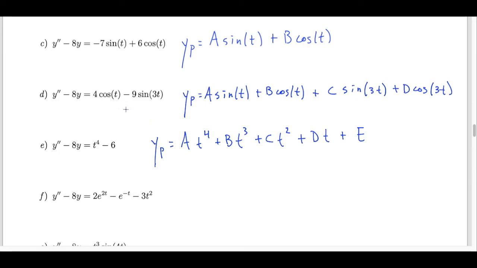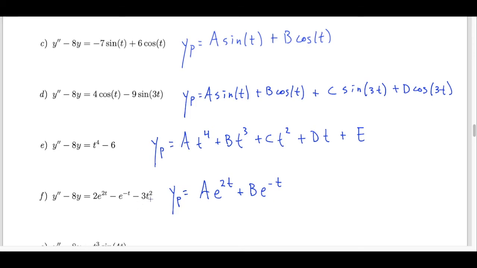In part D, let me back up just a sec. We already utilized this property that if you have the sum of two functions in your g of t, then your y sub p will just be the sum of the appropriate terms. We're really emphasizing that down here in part F. In part F, I have an exponential where it's e to the 2t. I have another exponential, it's e to the negative t. Those are two separate terms, so those will require two corresponding terms in my y sub p.